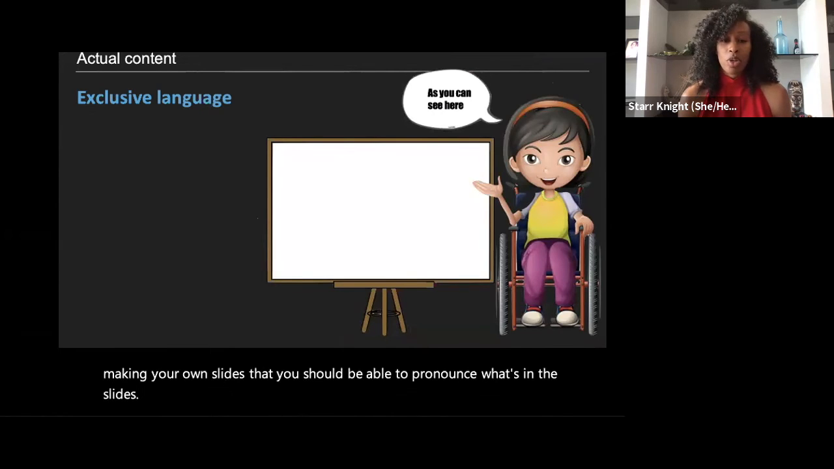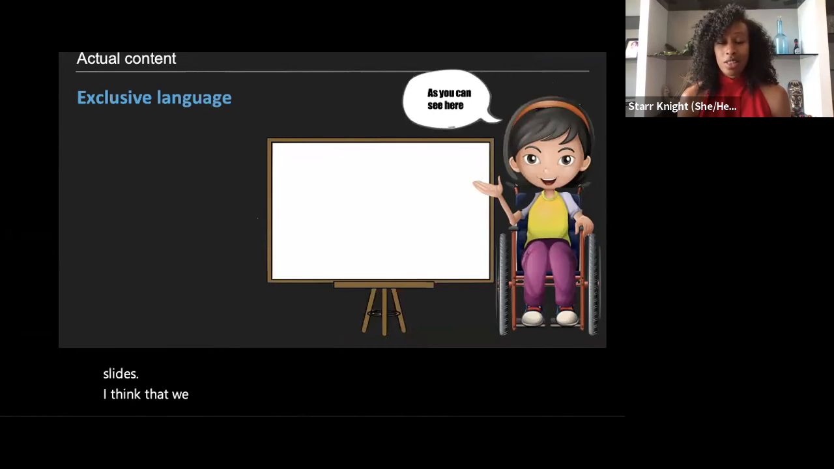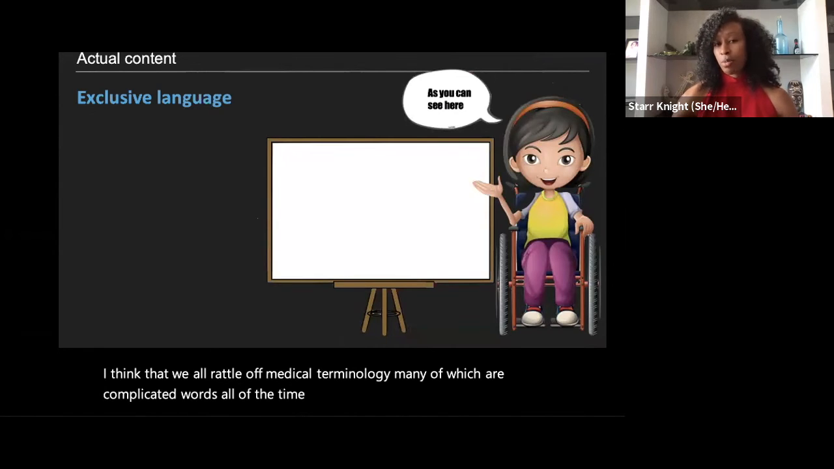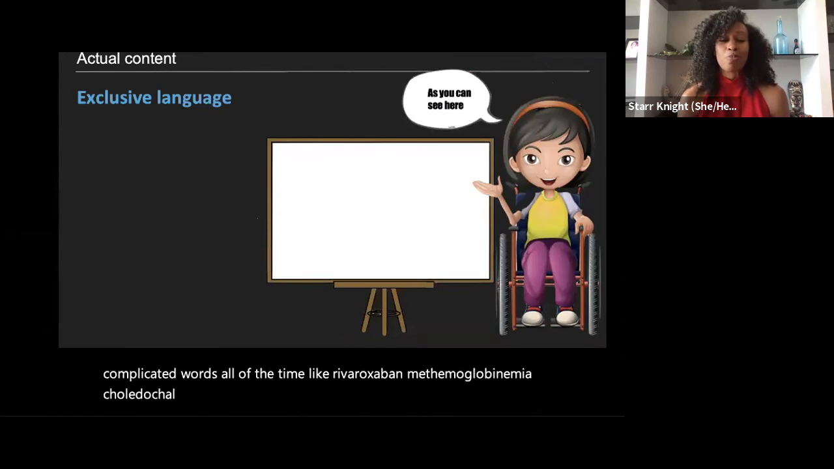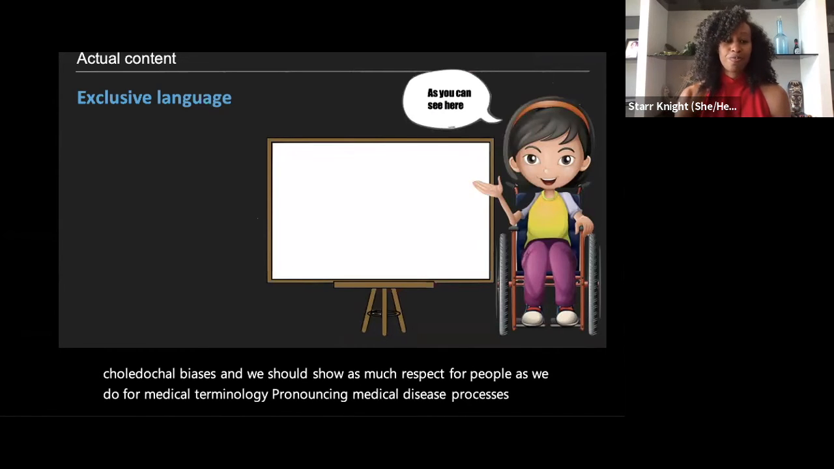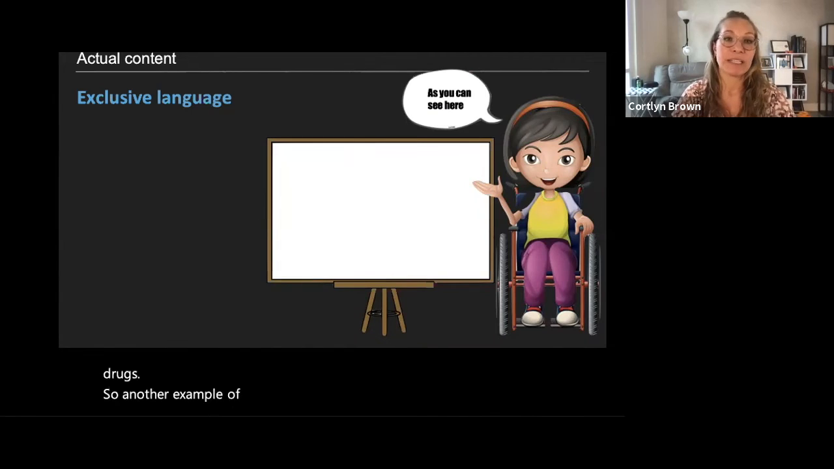I think that we all rattle off medical terminology, many of which are complicated words, all of the time, like rivaroxaban, methemoglobinemia, choledocholithiasis. And we should show as much respect for people as we do for medical terminology, pronouncing medical disease processes or drugs. So another example of exclusive language is spatial language.